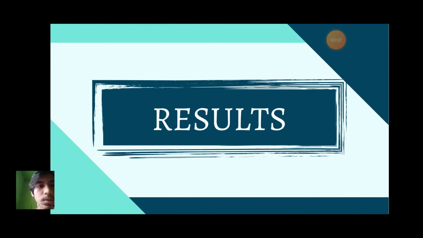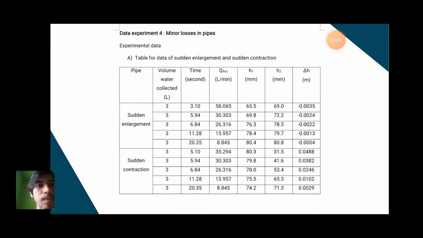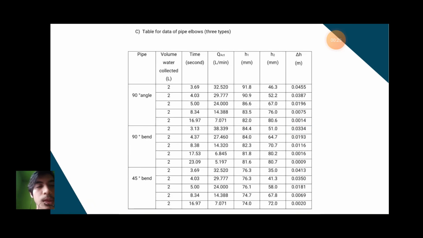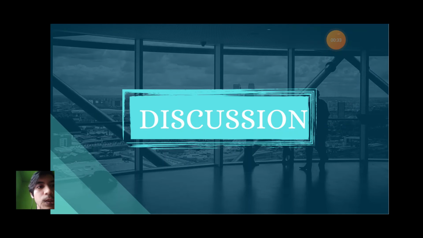Assalamualaikum. My name is Muhammad Shafiq and I will be presenting the results, discussion and conclusion. This is the table of data for sudden enlargement and sudden contraction pipes. This is the data for Y-type and T-type pipes. And this is the data for 90-degree angle, 90-degree bend and 45-degree bend pipes. Discussion.